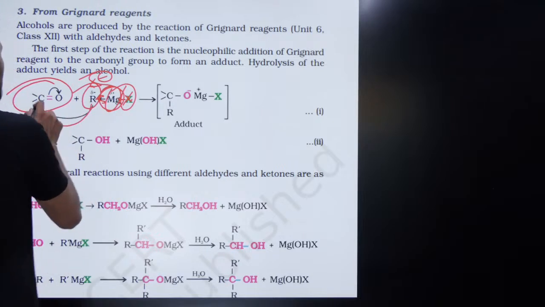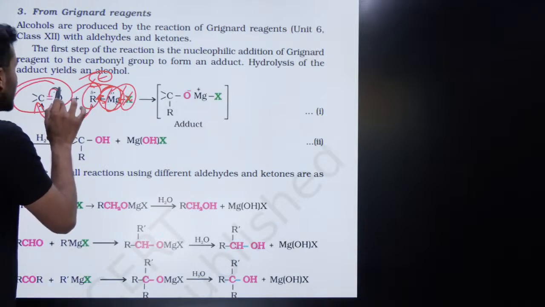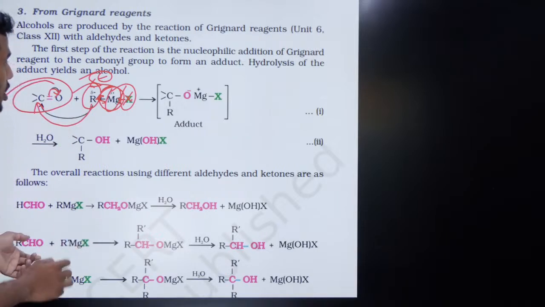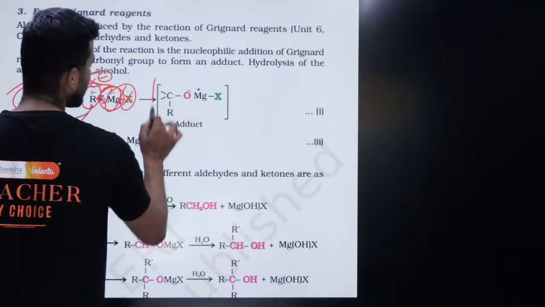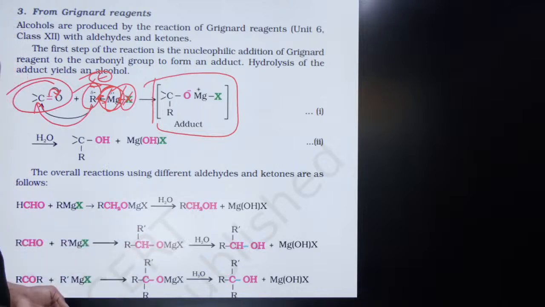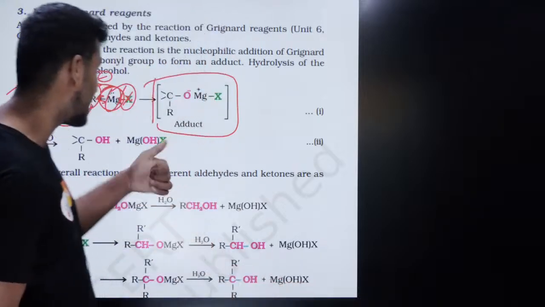This R is attached to this carbon atom, then the double bond moves towards the O, and it forms this type of adduct compound. What is the meaning of adduct? If you know it, then let us know in the comment section and chat section, my dear students. What is adduct? Let us know.